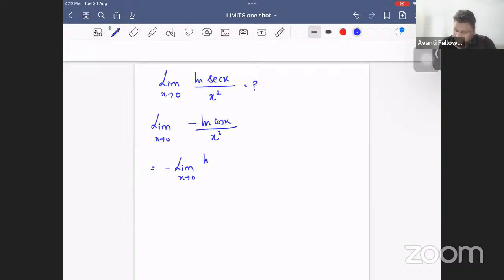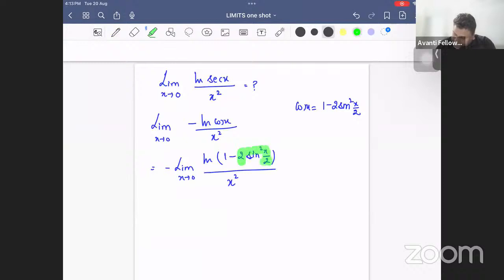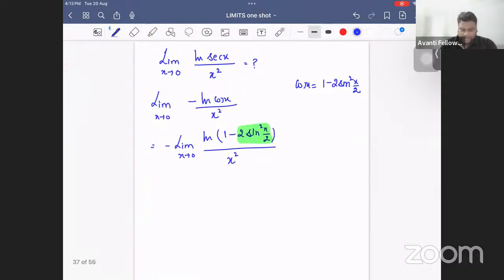Limit x approaches 0, ln of cos x, and cos x is 1 minus 2 sin square x by 2. This is the formula for cos x, we all remember. 1 minus 2 sin square x by 2, upon x square. Got it? Now if you realize, as x approaches 0, this quantity is approaching 0. So let us create it in the numerator and denominator. It is minus 2 sin square x by 2.